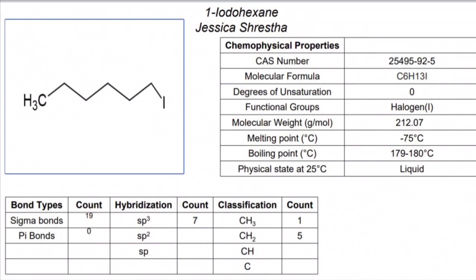We can see that the degree of unsaturation is 0, which makes sense because we don't have a pi bond or a ring. And the functional group involved in this compound is a halogen, iodine. The molecular weight of this compound is 212.07 grams per mole. The melting point is negative 75 degrees Celsius and the boiling point is 179 to 180 degrees Celsius, which tells us that it is a liquid at room temperature. So in total we have 19 sigma bonds in between 7 sp3 hybridized atoms.